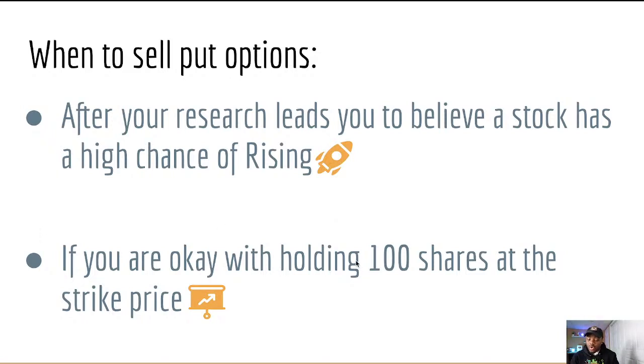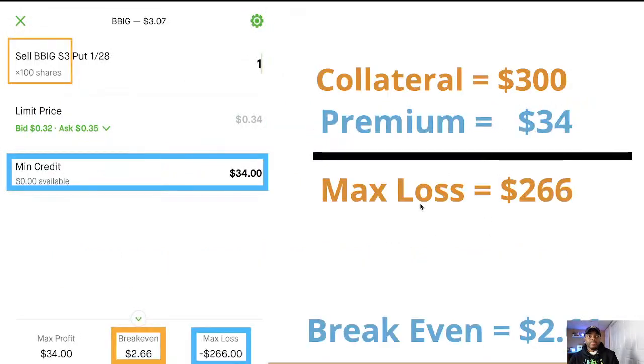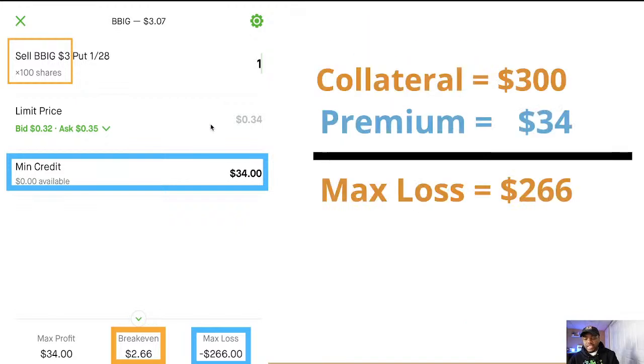If you are okay with holding 100 shares at the strike price, so if ever in your life you feel as though, you know what, I want to buy 100 shares or something. So let's think about that. BBIG in our example is, let's say, $3, right? Let's say you were willing to buy 100 of them at $3. Then, you know what? You could just sell a put. And if you were to sell a put, then you would collect the premium immediately. So then what could happen here is if the stock started to go up, then you'd keep the premium, and then you would also keep your collateral. It would be freed up after the expiration.